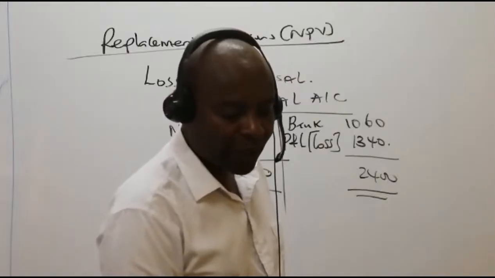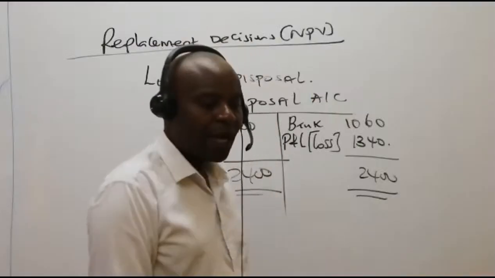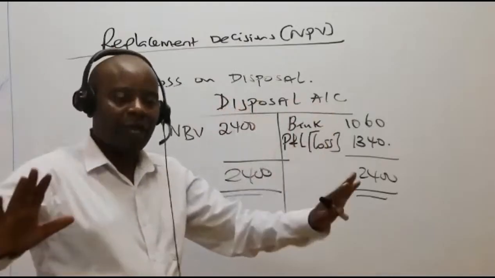So you can see the existing machine's current disposal value is 1060. The 200,000 is a resale value should we consider going to the end of the useful life. This is quite important for me. So in this case, we have a loss of what here? 1340. That is very important.